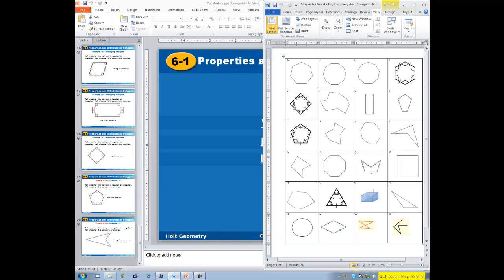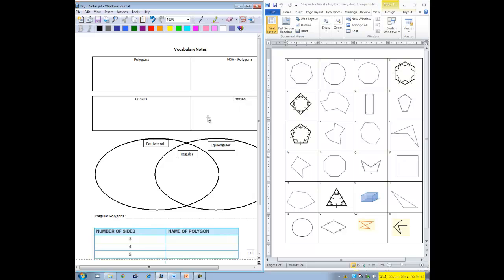So this is page number 2 in your packet, all these polygons, and this is page number 3. I'm going to use page number 2 to fill in things for page number 3. So what I'm going to do is use these letters to fill in these different vocabulary notes.